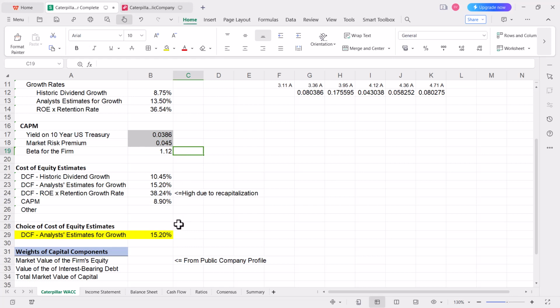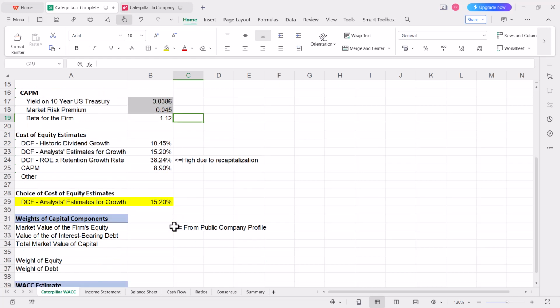What I would look for from you is just a justification as to why you're choosing the cost of equity that you are whenever you go to calculate the weighted average cost of capital for a firm. Okay, so that kind of takes us through the cost of equity portion.